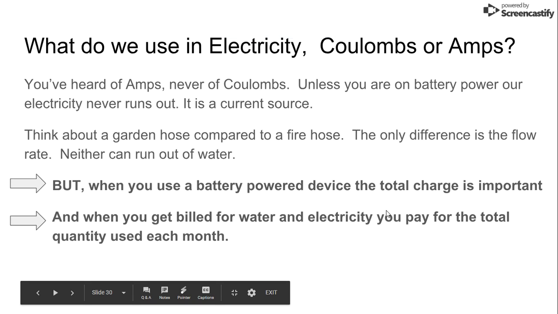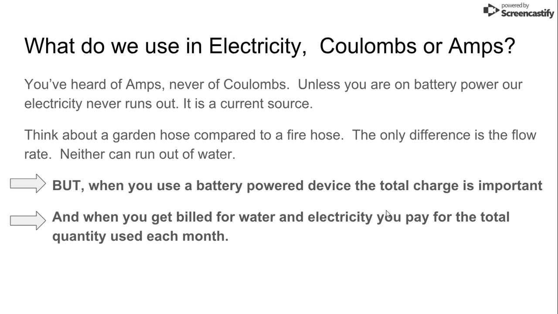The question becomes now, when we measure electricity at home, what are we going to use, coulombs or amps? Well, I think many of you have heard of amps before, and unlikely any of you have heard of coulombs. You can ask your parents about this. So unless you are on battery power, all of our electricity never runs out, so it's a current source. So you never actually care about the total. Okay, it's not going to run away.